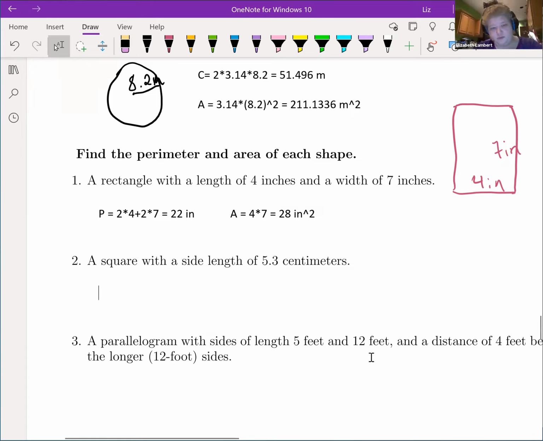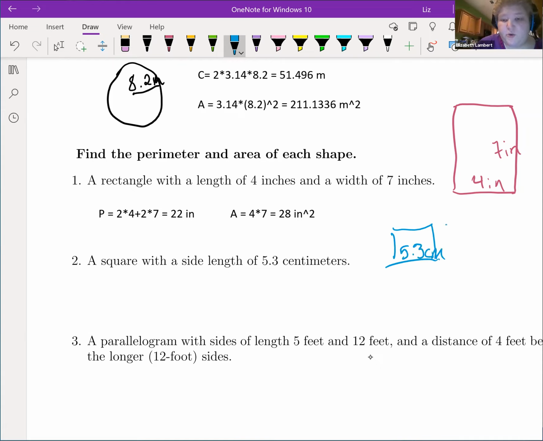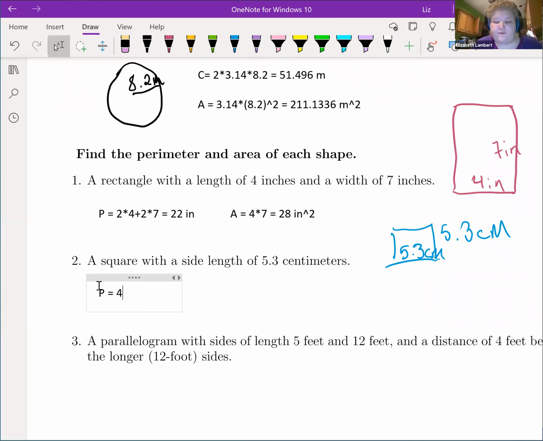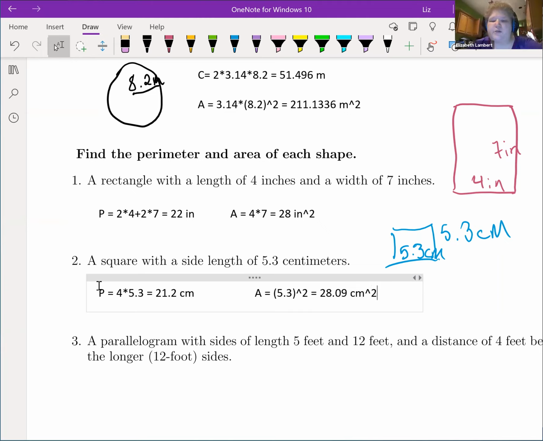All right, so now we have a square. And the side is 5.3 centimeters. All right, so I know one, which means I know the other. So the perimeter is 4 times 5.3, or you could write 5.3 plus 5.3 plus 5.3 plus 5.3, and you get 21.2 centimeters. Now our area. 5.3, 5.3 is the length and the height, the two things that meet in a right angle. But since it's the same thing, we can just be mathematician lazy and write it as squared. We get 28.09 centimeters squared, or square centimeters.